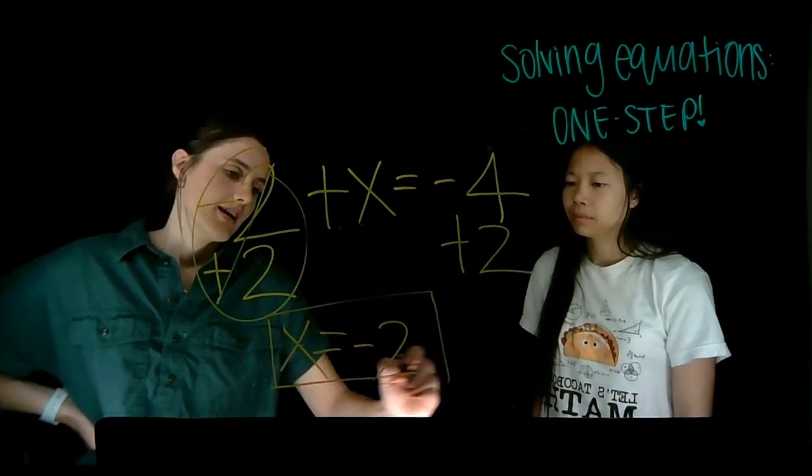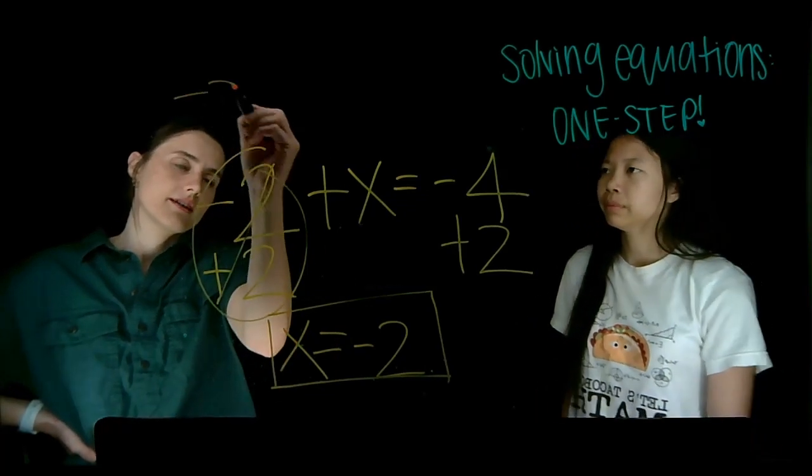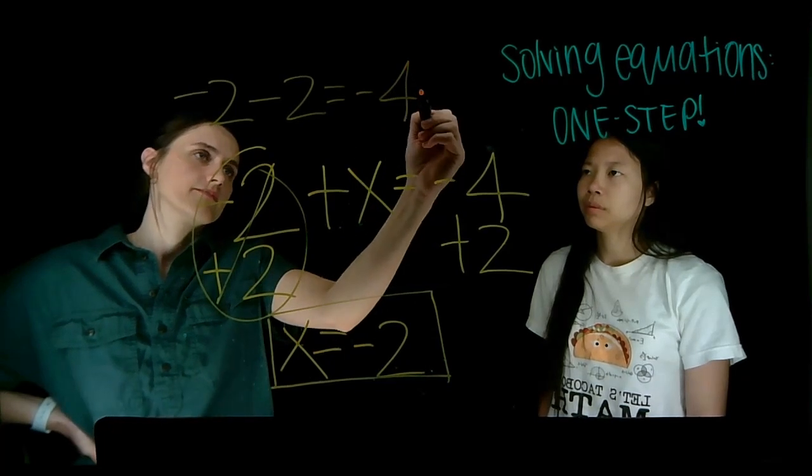And if we check our answer, we can change x to be negative 2. So we'll have negative 2 minus 2 equals negative 4.